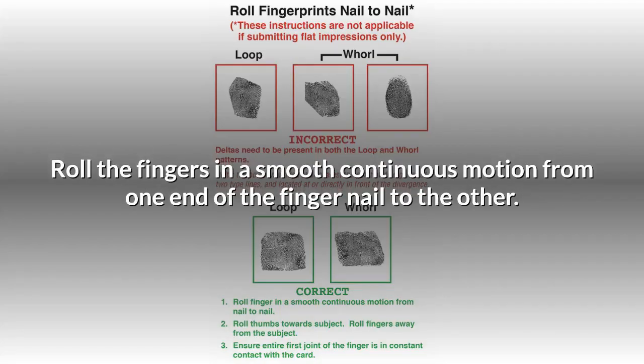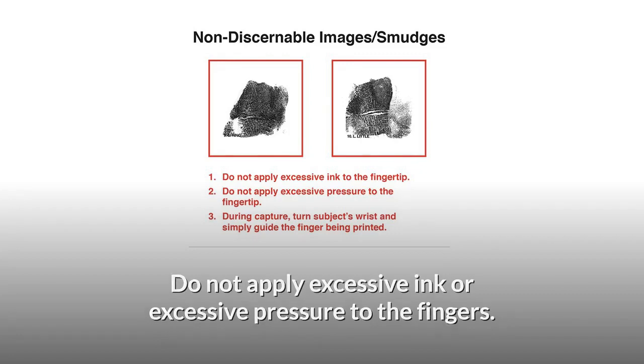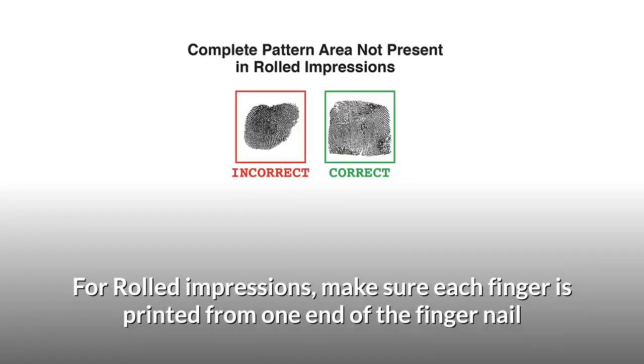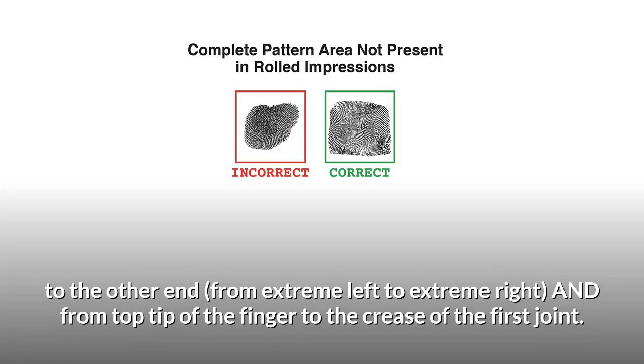Roll the fingers in a smooth, continuous motion from one end of the fingernail to the other. Do not apply excessive ink or excessive pressure to the fingers. For rolled impressions, make sure each finger is printed from one end of the fingernail to the other end, from extreme left to extreme right, and from top tip of the finger to the crease of the first joint.